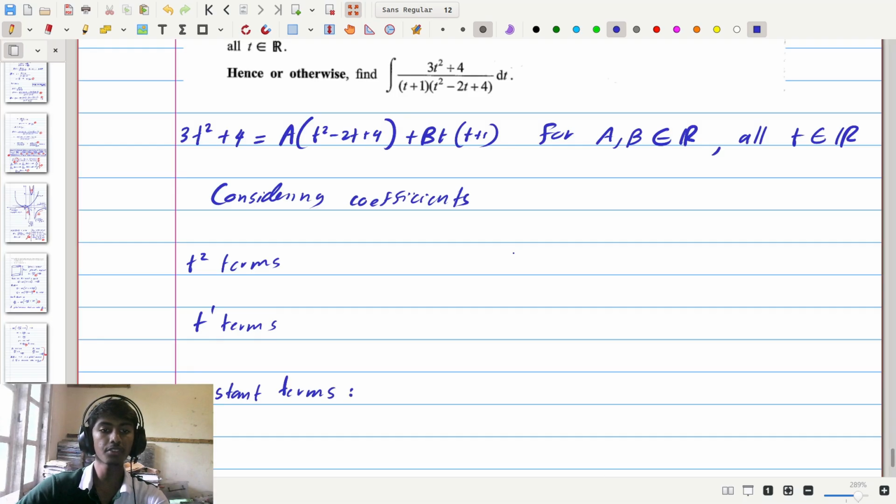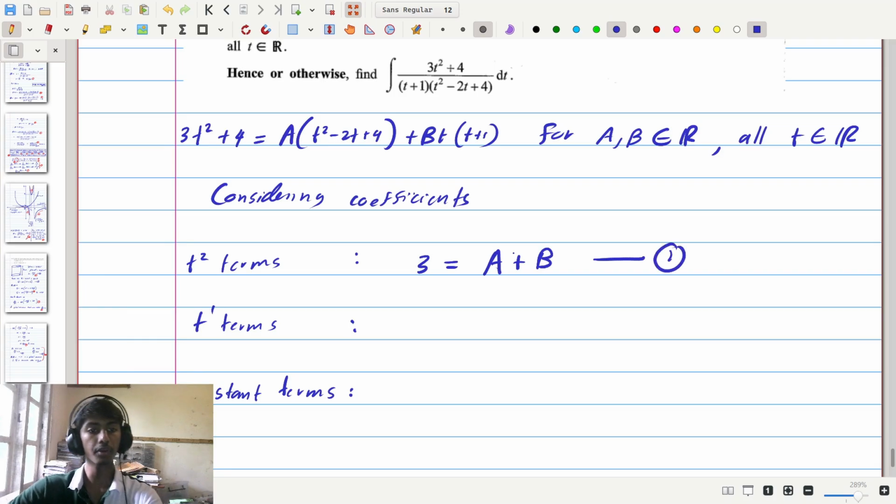So considering first the t squared terms, the coefficient of t squared on the left hand side and right hand side should be equal. On the left hand side we can see the coefficient is 3, and therefore 3 should be equal to whatever t squared coefficient we have on the right hand side. Now on the right hand side we have A times t squared, which means A is one of the coefficients, but then we also have B times t, which is going to be Bt squared, and therefore we have another B for the coefficient, and therefore the total coefficient of t squared is A plus B. So we have 3 equals A plus B. We're going to call this equation number 1.